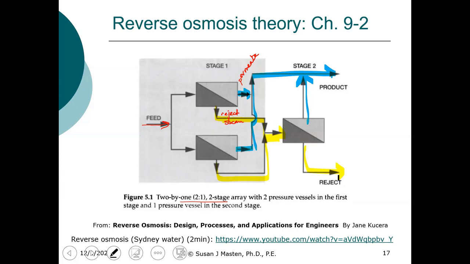Now that reject stream we have to deal with. That becomes a residual. It's actually one of the biggest problems in reverse osmosis systems because this is a highly concentrated solution and disposing of it isn't trivial. Simply discharging it into a body of water can change the salinity of that body of water, can change the ecosystem. So there's real debate in terms of what to do with this reject stream.